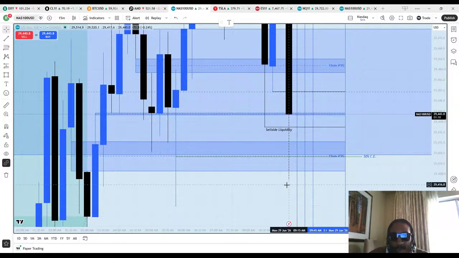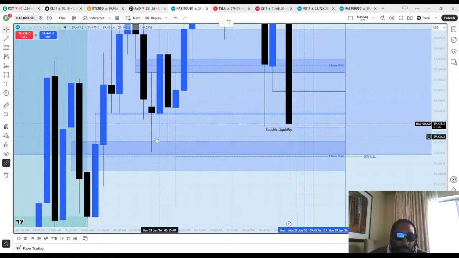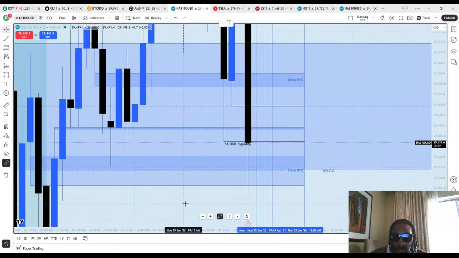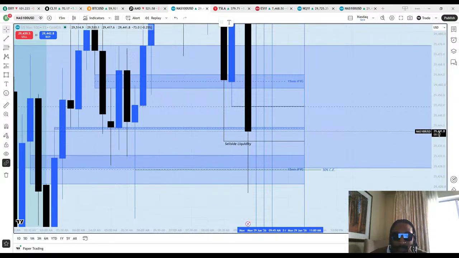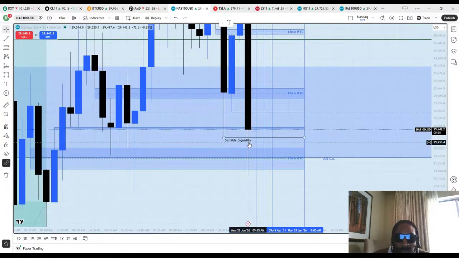There's a nice wick. Check out the liquidity under these three. Left this one intact. Got a minute left until that candlestick close. It'll be lovely if we get this body to close above this low.